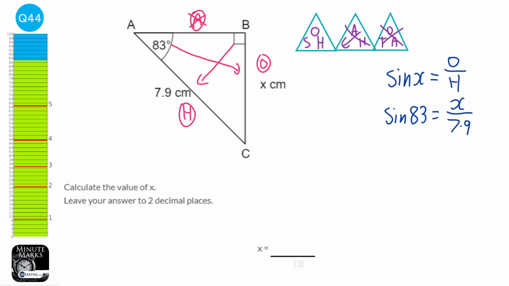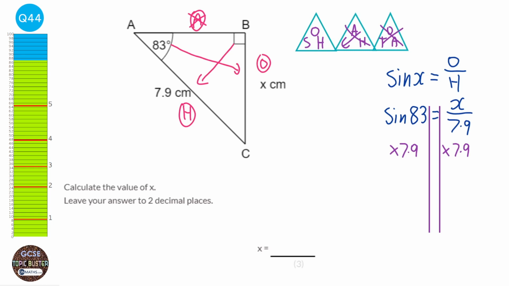Then we can put our solving lines in, and all we need to do here is times both sides by 7.9. And be careful when you do sine 83 times 7.9. Most calculators open a set of brackets when you type in sine, cos, or tan, so make sure you close them after you type in times 7.9. And when you do that, you get 7.841 and so on equals x, and so rounding that to two decimal places is 7.84.